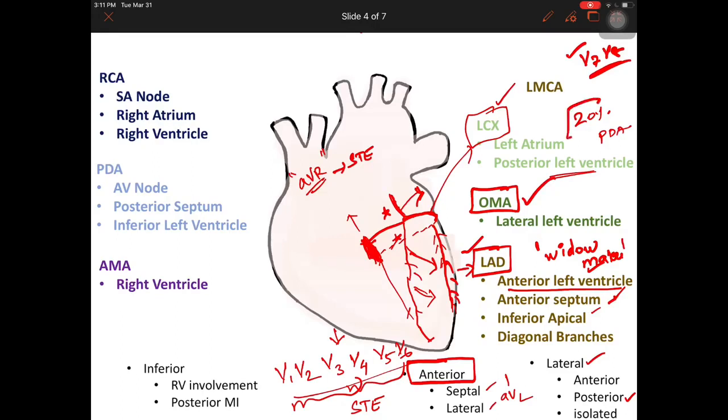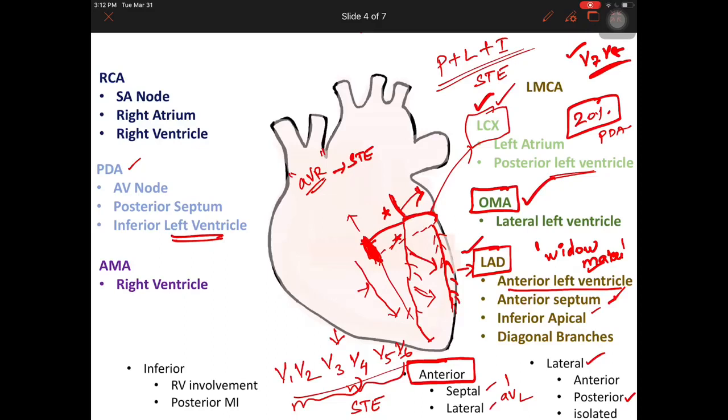As we have seen, in 20% of the cases the left coronary artery is dominant, which also gives the posterior interventricular artery, or the posterior descending artery, which supplies the inferior left ventricle also. So if a person has left dominant circulation and a left circumflex occlusion, the person will develop posterior plus lateral plus inferior myocardial infarction. All these three types of leads will show ST segment elevation.